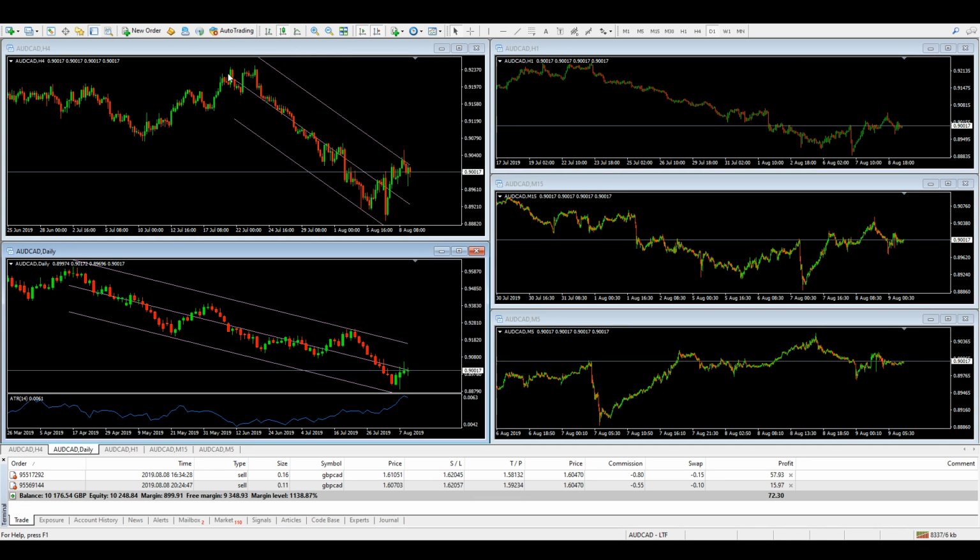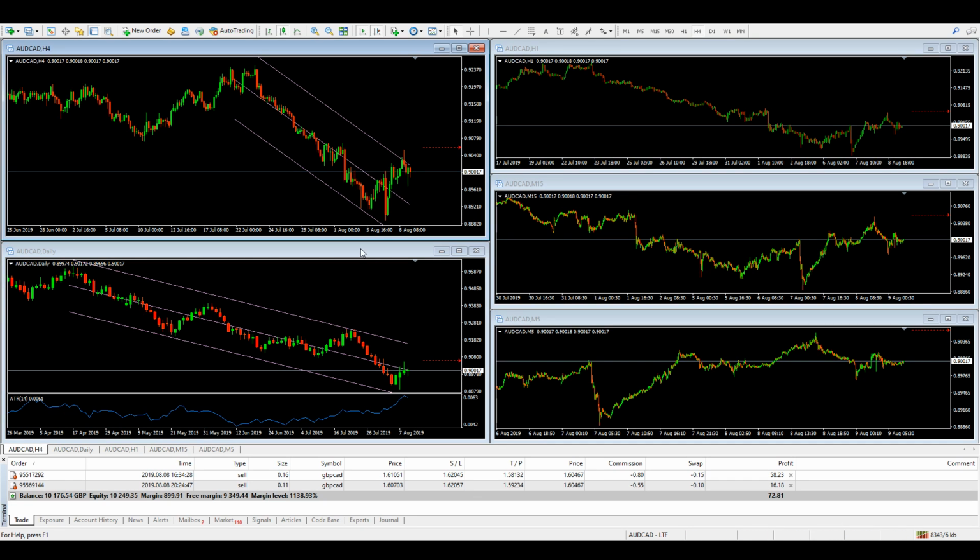What gives this a bit more weight is the fact that the 4 hourly is interacting with the upper edge here, and we've seen a reversal candle off of it as well, and the price move lower. So that gives basically the context to say above this yesterday's high is a good area for stop loss. Right, just bring that down a bit.